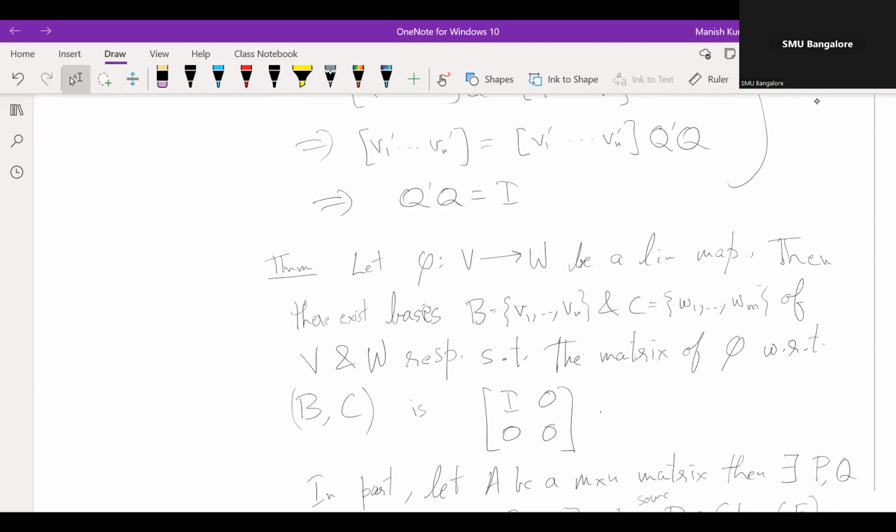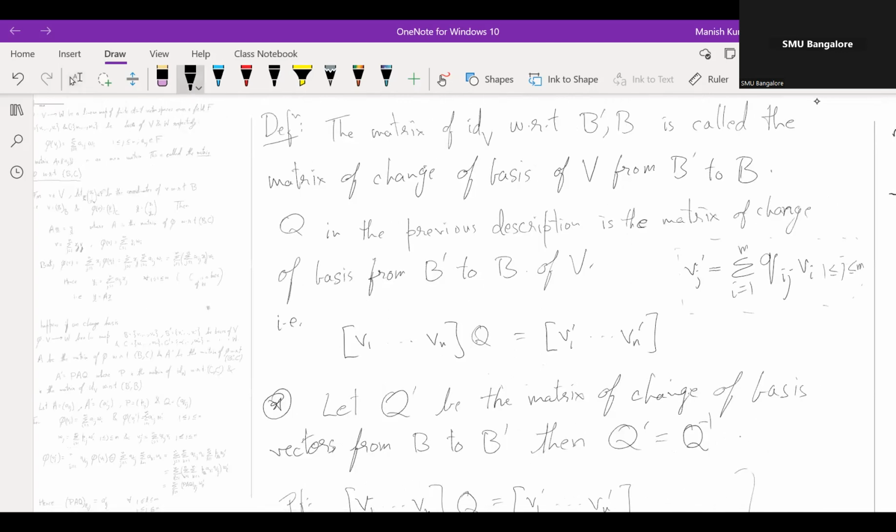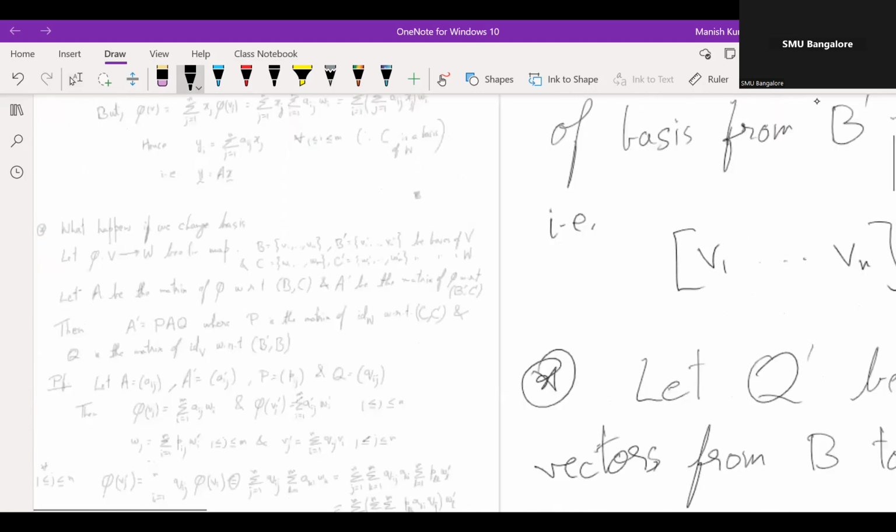So what it says is that if I choose a different basis instead of the standard basis, a different basis of Fn and a different basis of Fm, then I can get to this matrix. But what does our previous theorem say? If we change a basis, then we are basically pre-multiplying by a matrix P and post-multiplying by a matrix Q, right? This is what it says.